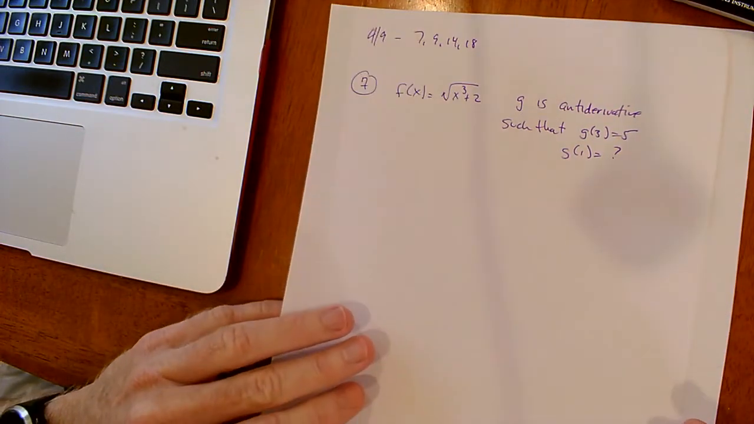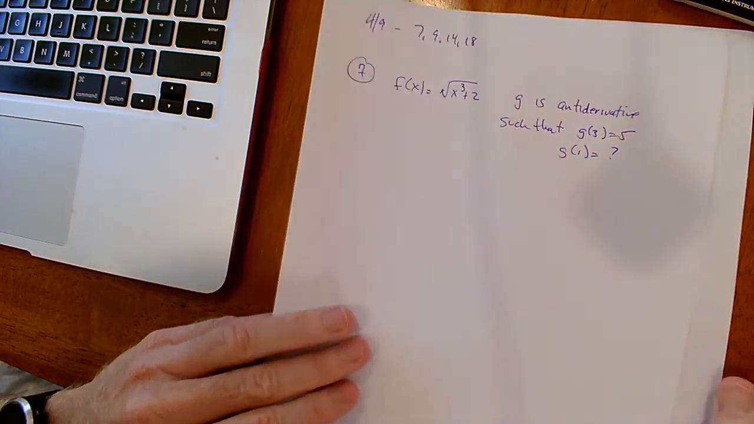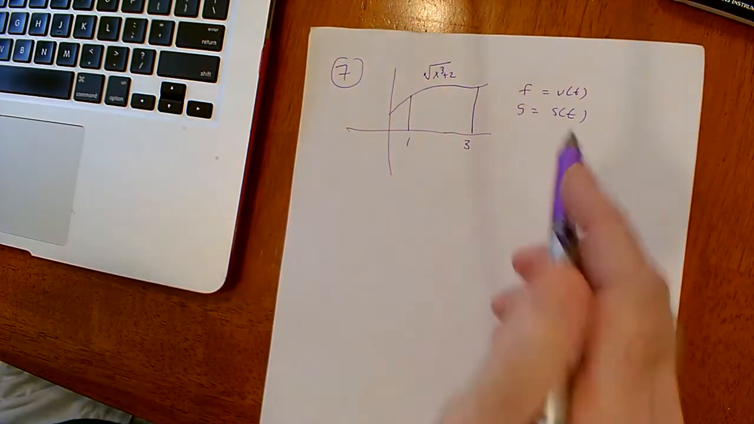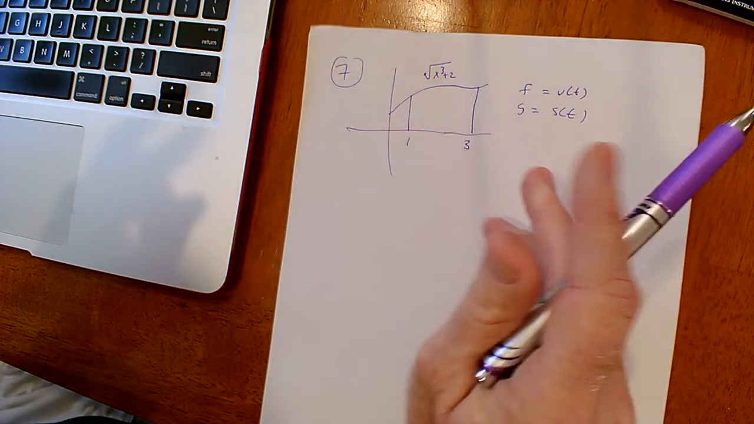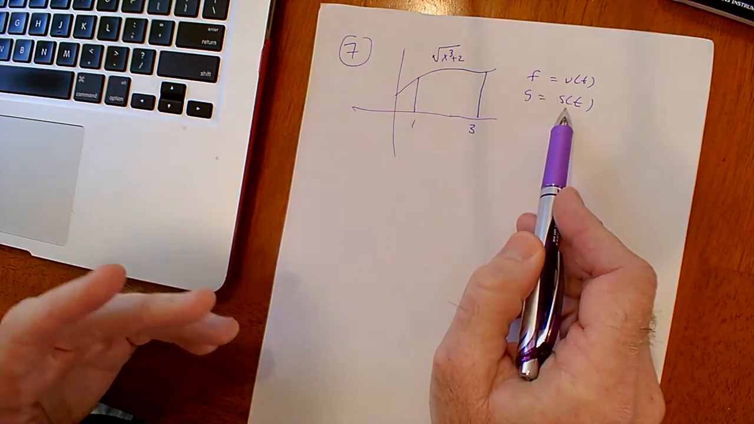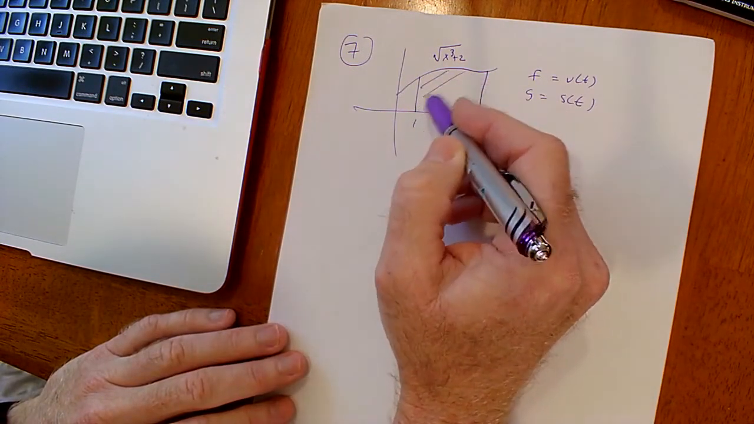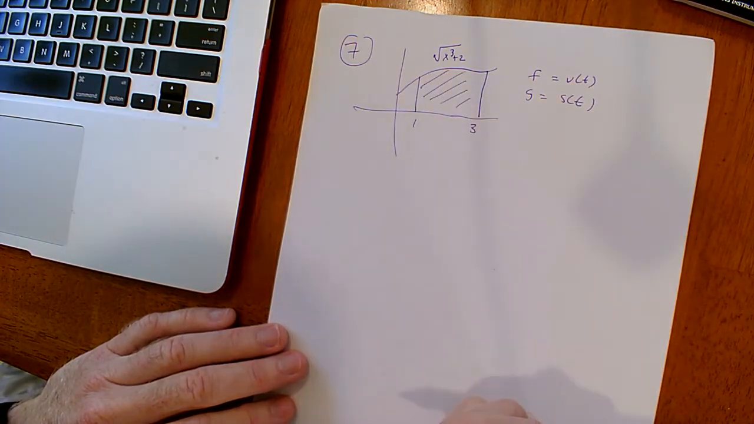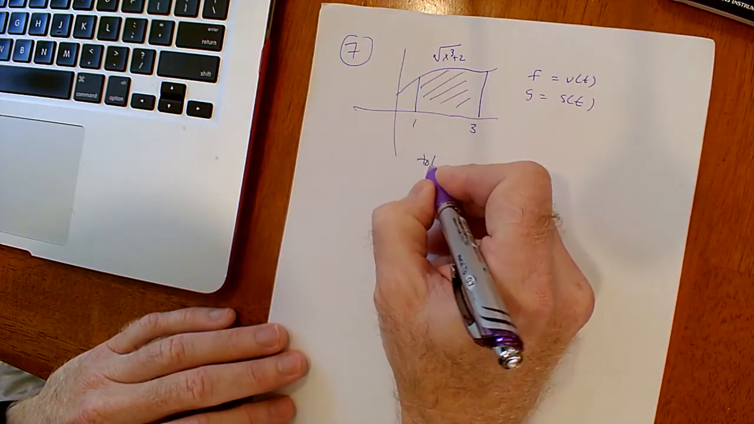I'm going to show you, this is similar to some of the velocity and acceleration problems we've done. If you treat f, the function, like it's the velocity, and g like it's the position in essence, if I integrate velocity, if I find that area from 1 to 3, I get total distance traveled.